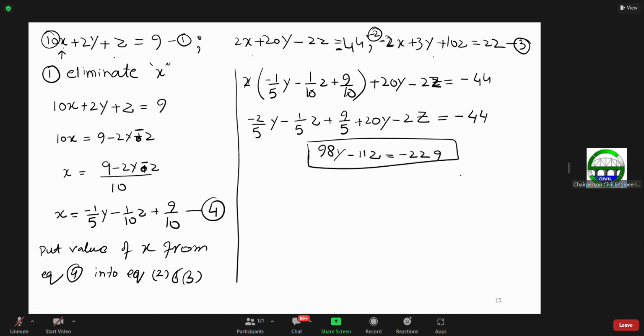So this will be your equation number 5. And then there will be another equation by putting the value of x in equation number 3. It will be equal to minus 2. What is the value of x? The value of x is equal to minus 1 by 5 y minus 1 by 10 z plus 9 by 10.